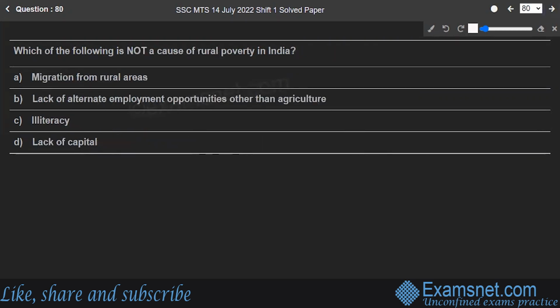Next question, number 80. Which of the following is not a cause of rural poverty in India?